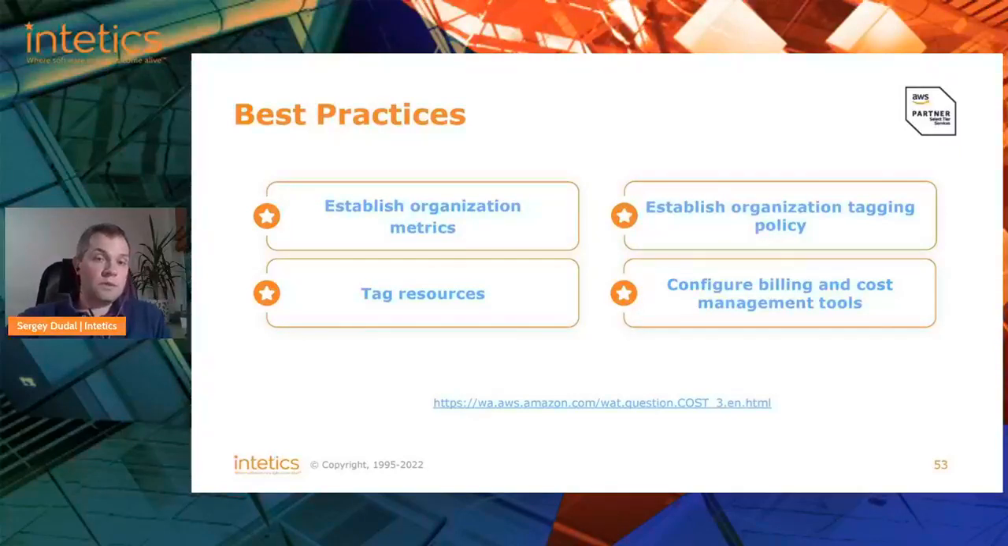So first, we need to define our organization metrics. What it means is that we need to understand from our organization's perspective what we want to track. For example, costs for a department, costs for a particular team, costs for AWS services, costs for AWS accounts, etc. So we need to define this.